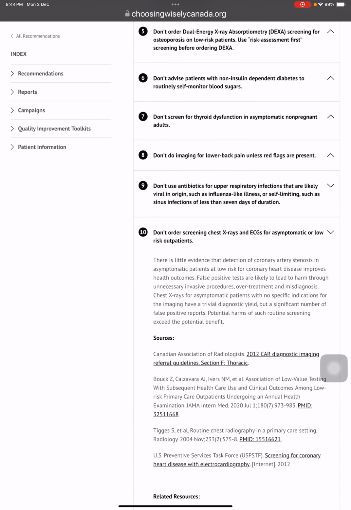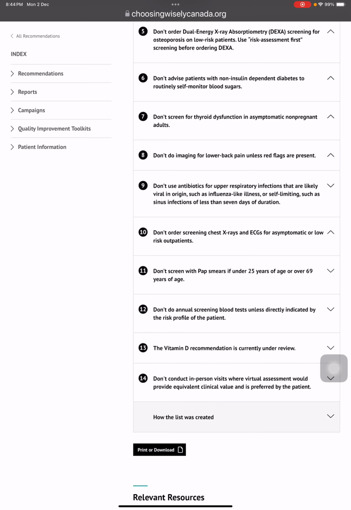Don't order screening chest X-ray or ECG for asymptomatic low-risk patients. There's little evidence that detection of coronary artery stenosis in asymptomatic patients at low risk of coronary heart disease improves health outcomes. False positive tests are likely to lead to harm through unnecessary invasive procedures, overtreatment, and misdiagnosis. So there's no point in doing X-rays and ECGs for asymptomatic patients.